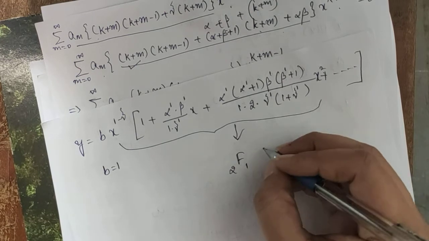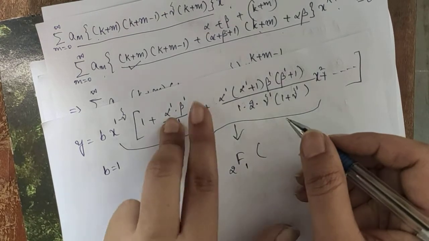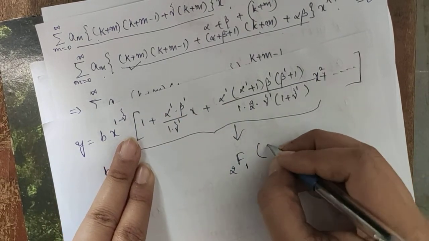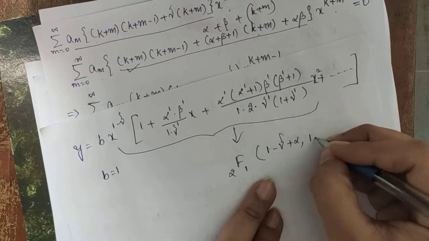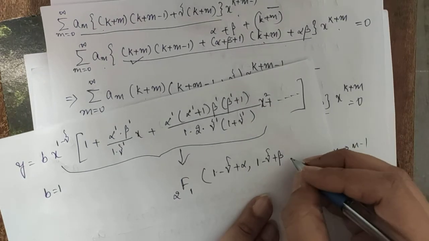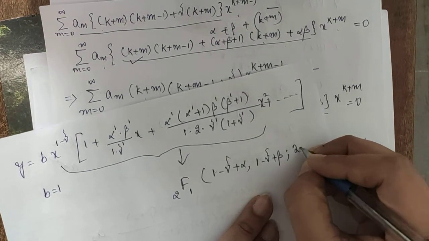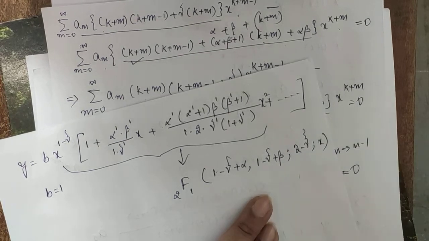Okay, and we can represent that as F(2,1), there we were writing alpha beta, here it is alpha dash beta dash, and alpha dash is nothing but 1 minus gamma plus alpha, beta dash is nothing but 1 minus gamma plus beta, and gamma dash is nothing but 2 minus gamma, and x, right?